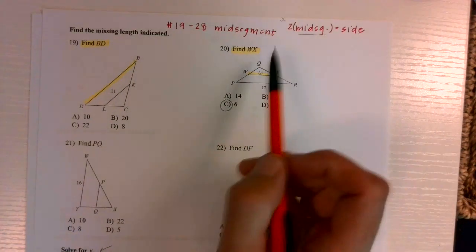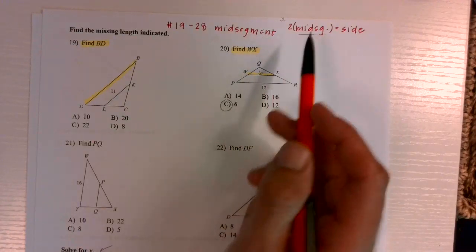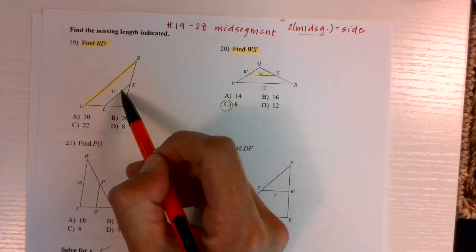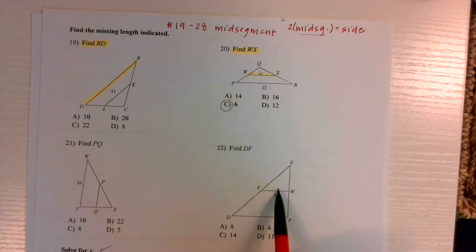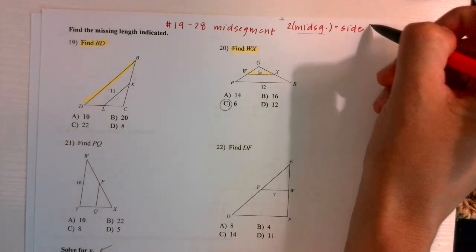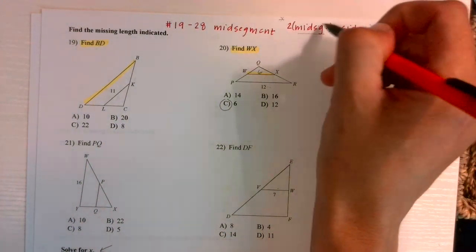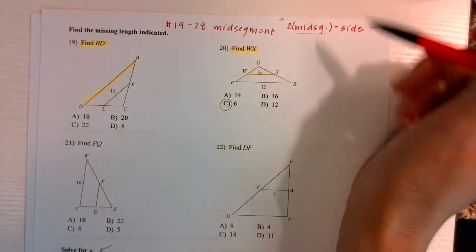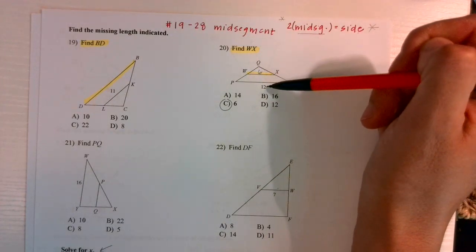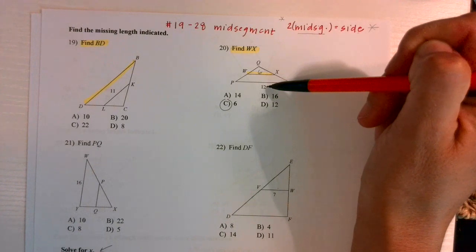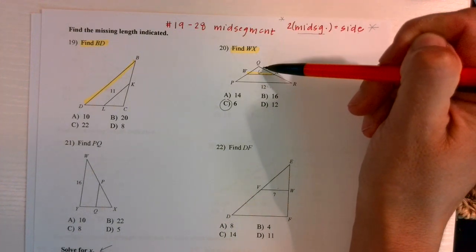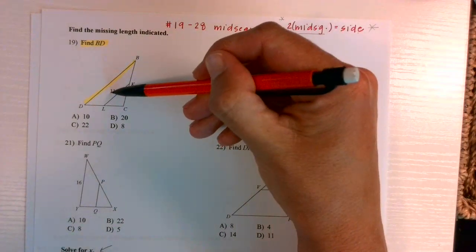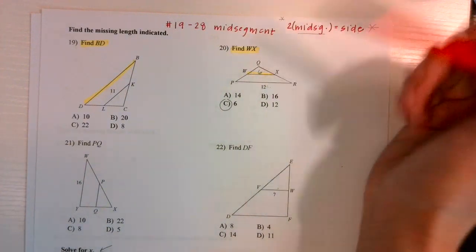Next section, all the way through number 28, is mid-segment. This is a mid-segment, this line running across the middle of the triangle. And the formula for this is 2 times the mid-segment is equal to the side. So if we're given 12, we divide by 2 to get 6. Or if we're given the 6, like we are here, we multiply by 2 to get the 12.